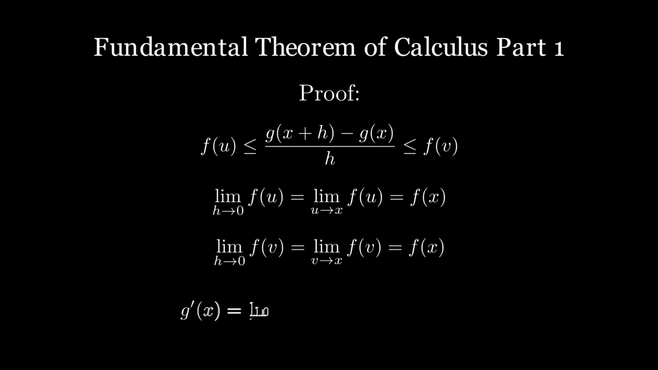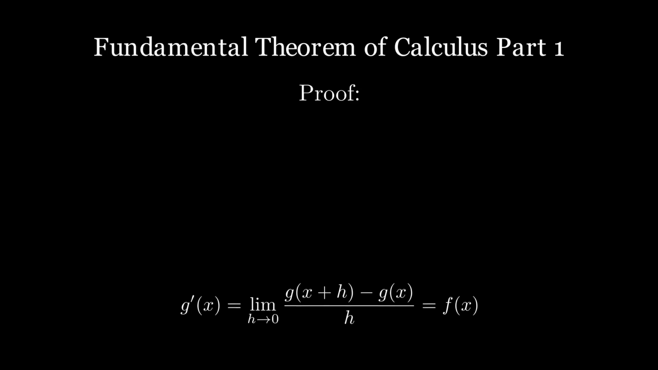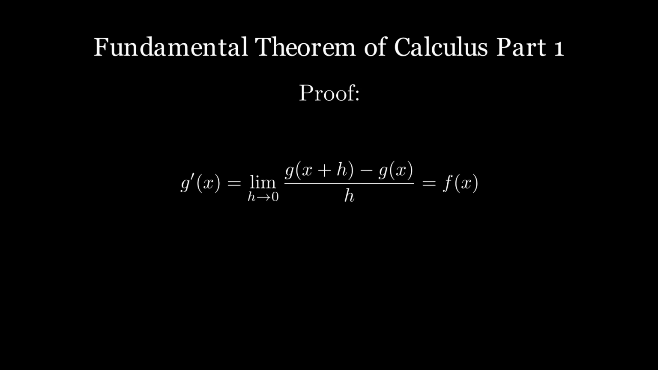Using the squeeze theorem, we know that since both ends of the inequality are approaching the same value, the limit of g of x plus h minus g of x all over h as h approaches 0, which is the form for derivatives, is also equal to f of x, which gives us the original function. And so, as a result, we could say that the derivative of the integral from a to x of f of t with respect to t is equal to f of x.